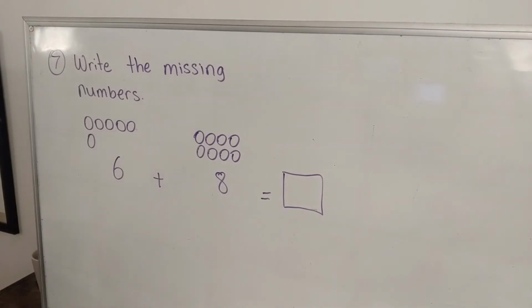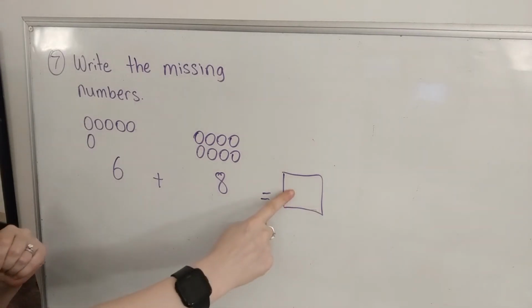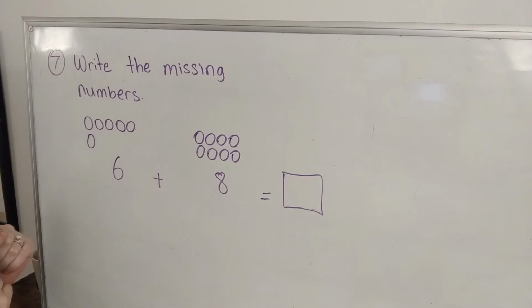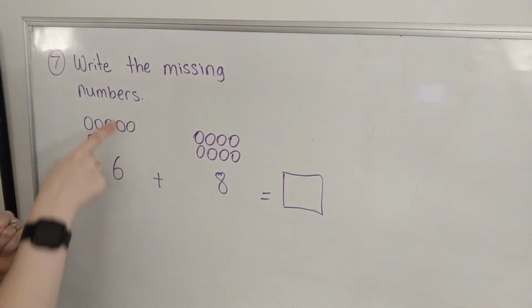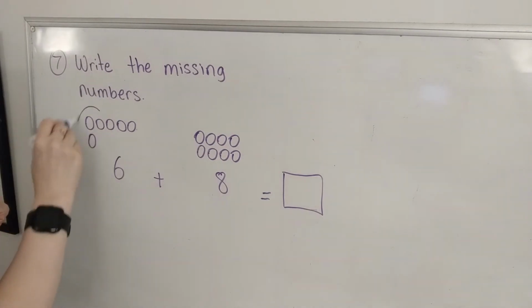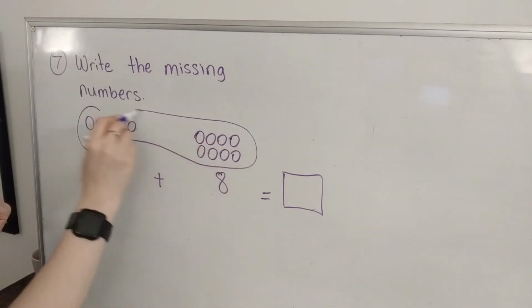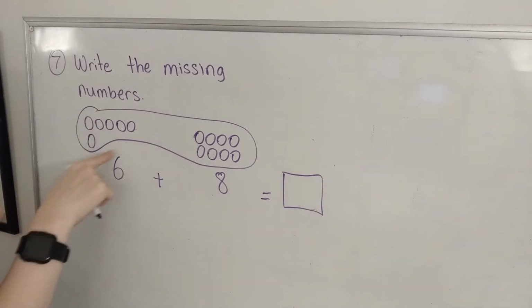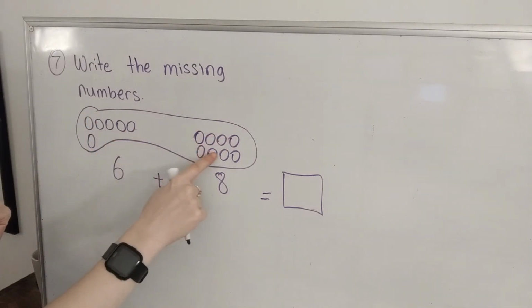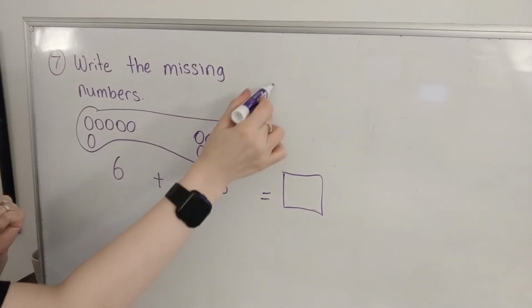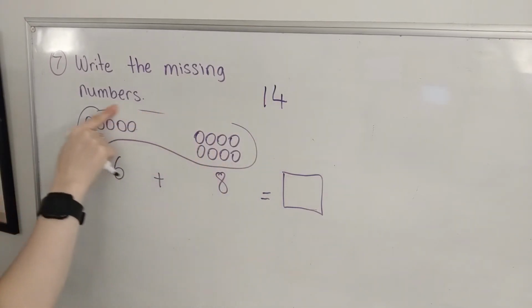Okay, here we go. Let's do number 7. It says, write the missing numbers. There is one number missing. 6 plus 8. One way to do it is I can just add all of these together, right? 6, 7, 8, 9, 10, 11, 12, 13, 14. I got 14. Did you?